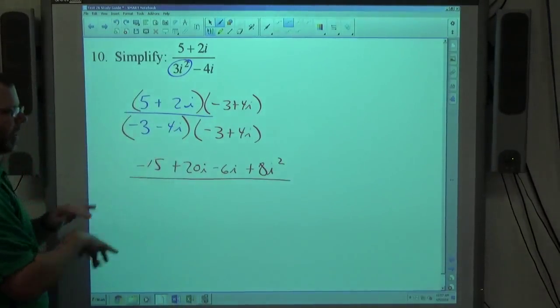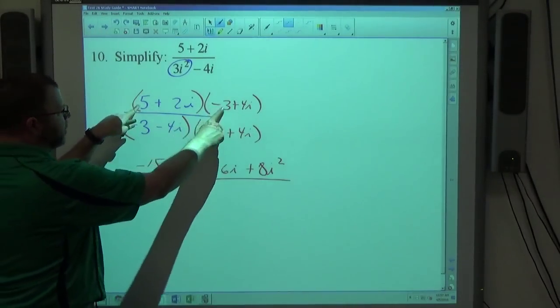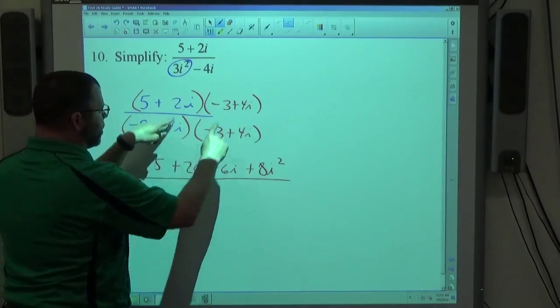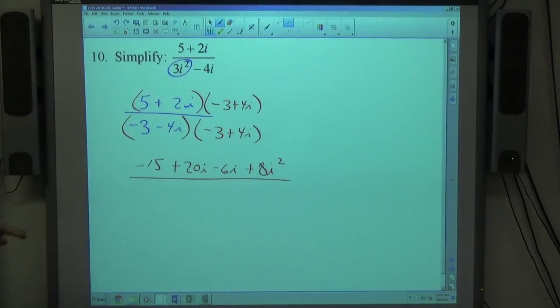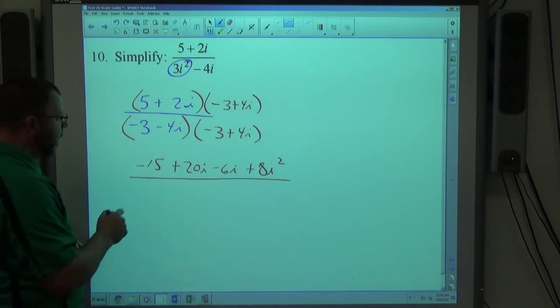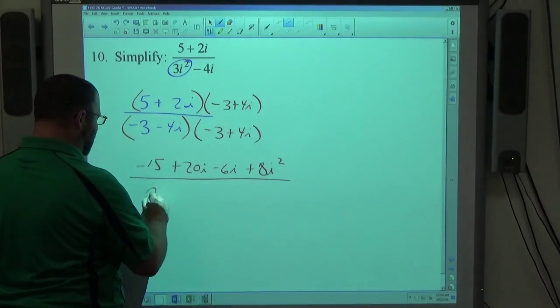And I recommend just multiplying it straight out. Don't worry about the fact that i squared is negative 1. Just get what you get. Opposite signs negative, same sign positive, opposite signs negative, same sign positive. So get whatever signs you get on every single term based on the signs being what they are. All right. On the bottom, I've got FOIL also, so negative 3 times negative 3 makes positive 9.